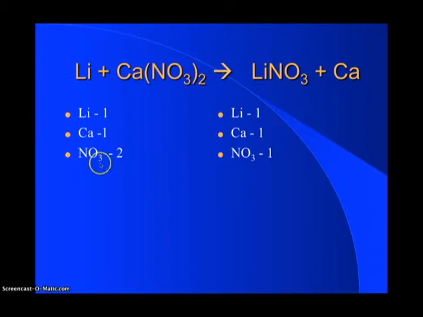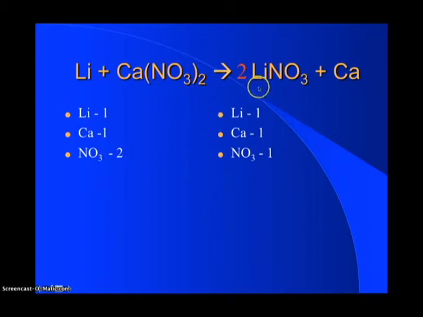So then we count how many of each type we have. And as we said, 1 lithium, 1 calcium, and 2 nitrates on the left-hand side. On the right side, 1 lithium, 1 calcium, but only 1 nitrate on the right-hand side. So in order to balance the nitrates, we need to put a coefficient in front of lithium nitrate. As we said before, you cannot change the formula for lithium nitrate. It has to be LiNO3. Therefore, we can put a coefficient of 2 in front of the lithium nitrate formula.